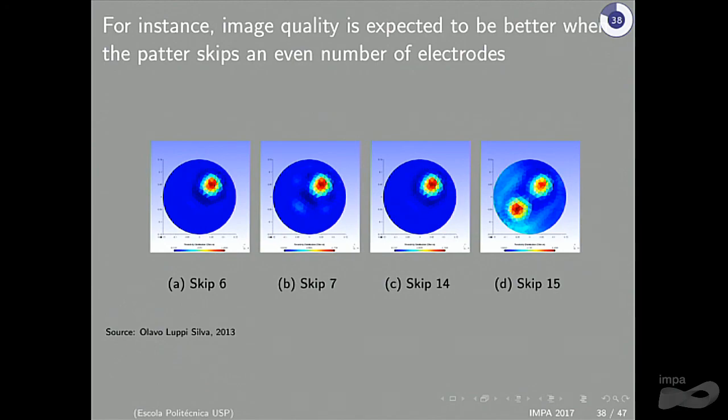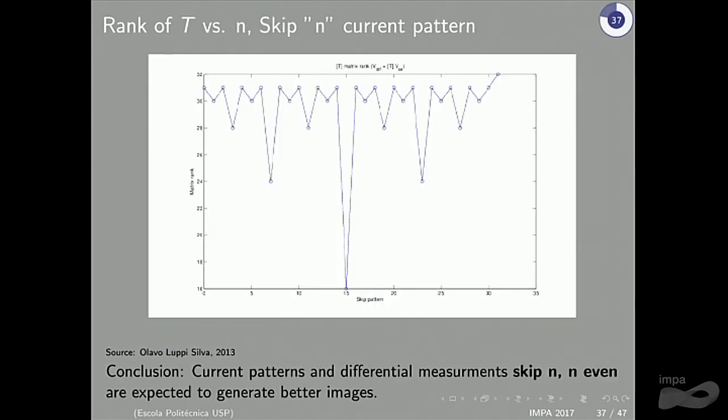And so if we try to recover the image, skipping 6 electrodes, we have this image. Skipping 7, we have some artifacts. Skipping 14 is pretty much the same as skipping 6. And skipping 15, we will see an artifact and we will see 2 objects. This is perfectly consistent with 15 and 7, 6 and 14.